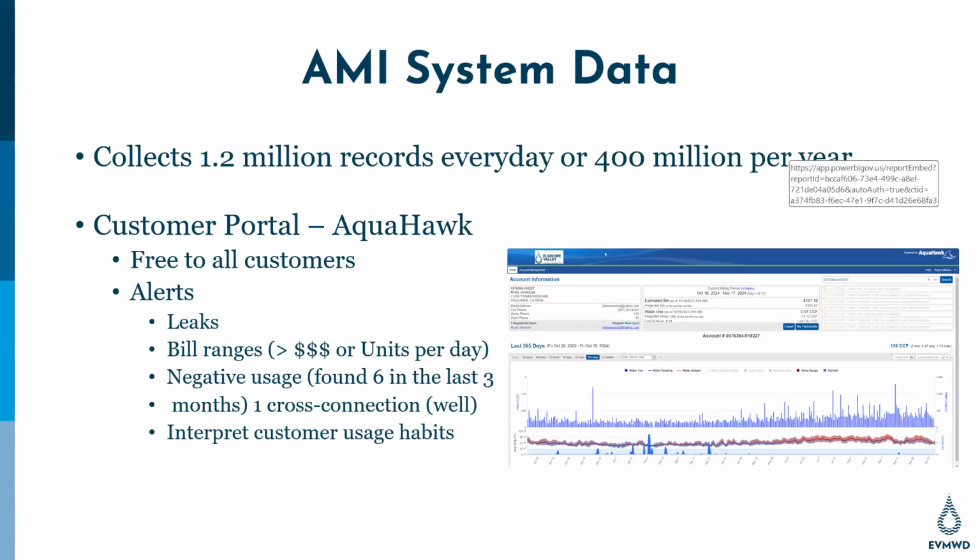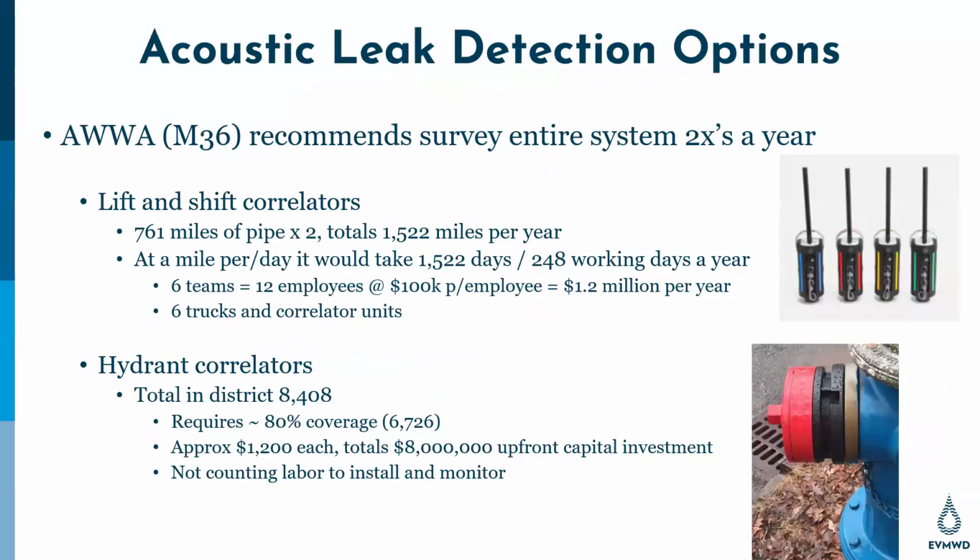Also, our AMI system helped us detect negative usage. So we found 6 in the last 3 months. We also, a few months back, found a cross connection with a well. So the AMI system, their dashboard does display things like abnormal use, reverse flow, constant use. So the AMI system actually helps you find anomalies in your system. It also helps us interpret customer usage habits for further regulations down the line, and also customers can see their usage habits. All right, Tim.